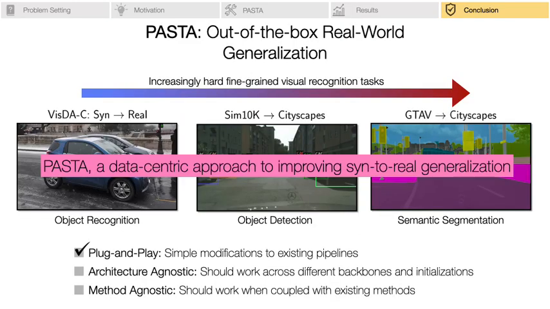In conclusion, PASTA is a simple, lightweight augmentation strategy that can fit into any vision pipeline. PASTA results in improvements regardless of the backbone or initialization. And PASTA works even when coupled with existing generalization methods.